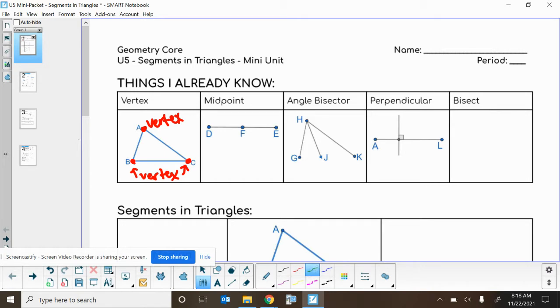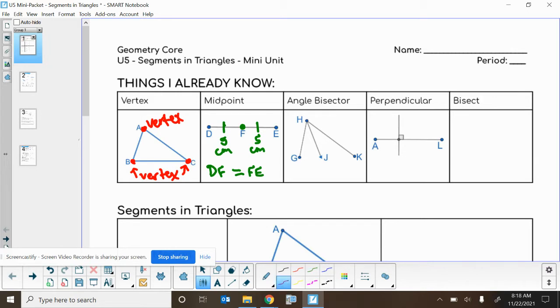Midpoint is a point that gives us two congruent segments. We remember that from our proof reasons sheet. And that means that these segments have the same length. So, for example, if this segment is 5 centimeters, then this segment is also 5 centimeters. So the length of DF equals the length of FE.